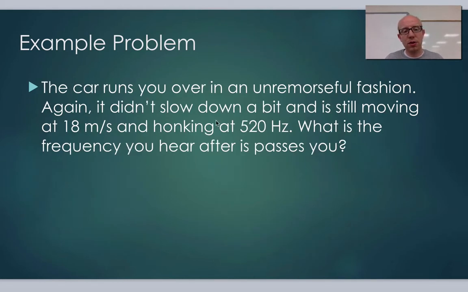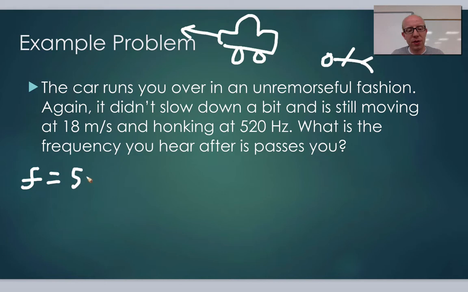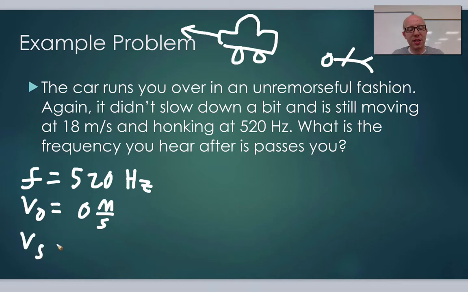So the car runs you over in an unremorseful fashion. Again, it didn't slow down a bit and is still moving at 18 meters per second and honking at 520 hertz. What is the frequency you hear after it passes you? So now here's the car, still moving to the left. Here's you run over on the road. So if we're trying to write our values, we might say 520 hertz. Velocity of the observer, you're just on the road, so that's 0 meters per second. You're not moving. But the question is, what is the velocity of the source? Is it positive 18 or negative 18?